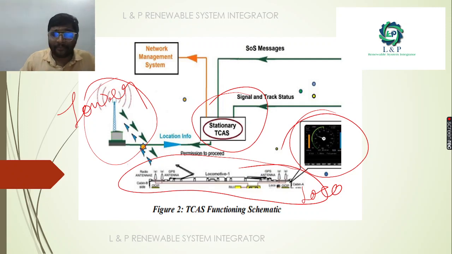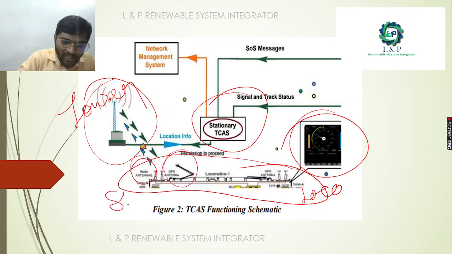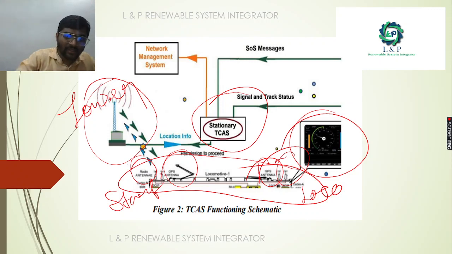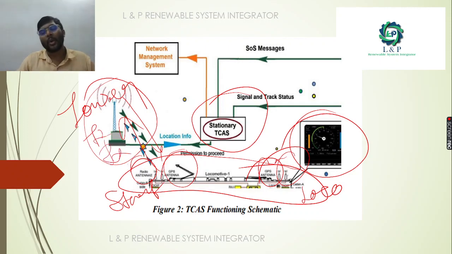Inside the loco we have a radio antenna and a GPS antenna, both at the starting point as well as the ending point, and inside this we have many protection devices, which we will see in detail later. As you can see, it is a closed loop. The antennas send signals to and receive signals from the radio antennas, so signal transmission and reception happens between the tower and the loco TCAS, and from the tower the information is exchanged with the station train collision avoidance system.